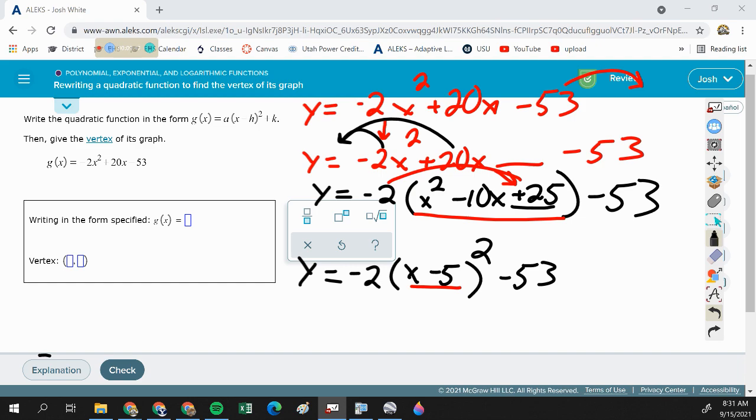How do I fix that? I add 50 outside the parentheses. So this turns into -3. Okay. Now, where is the vertex? 5, -3. And it's not asking us to graph, but what would the graph look like?